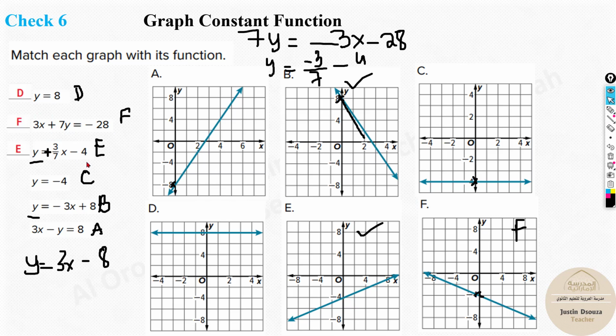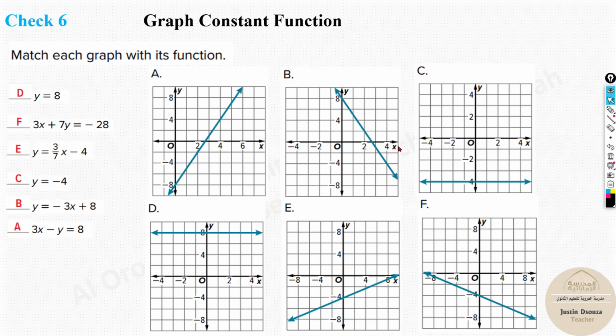So let's just double check all the answers. It's D, F, E, C, B, A. I hope this is clear. It's very easy to solve them, and that's it. That's how we do it. Just look at the y-intercept, and look at the slope. And if at all you have two same slopes, don't worry.